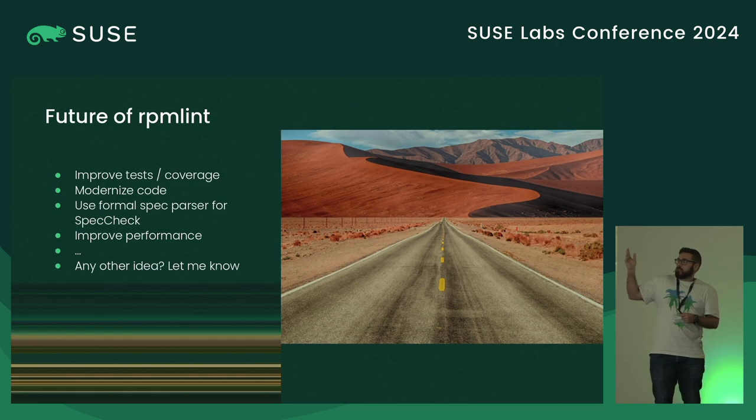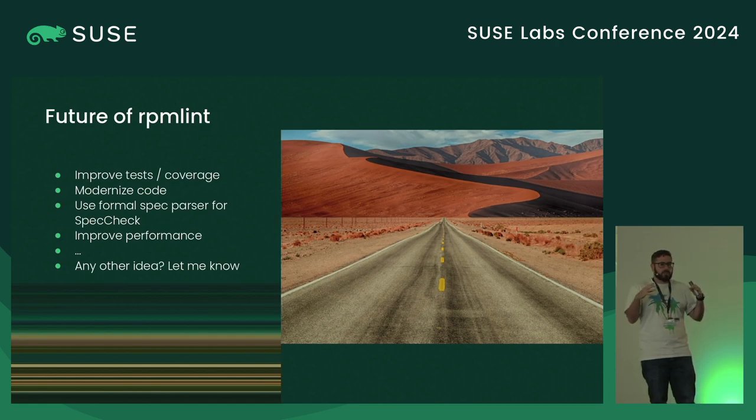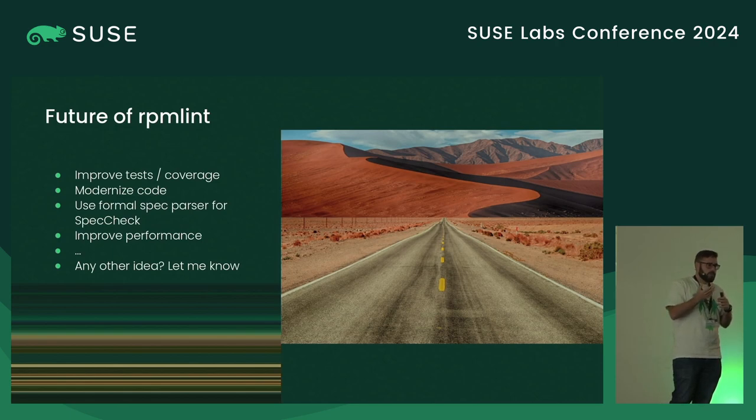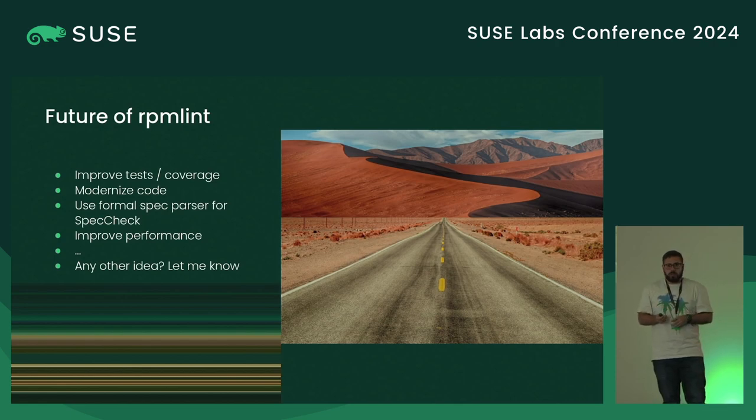One thing that I want to do is to try to modernize the code. rpmlint is not a big project, it doesn't have a lot of lines of code, so it could be doable to review the code, try to write it with more modern Python code, review the classes, the inheritance and everything. So it could be possible to do a small refactoring to modernize the code base a bit and remove what is really old.